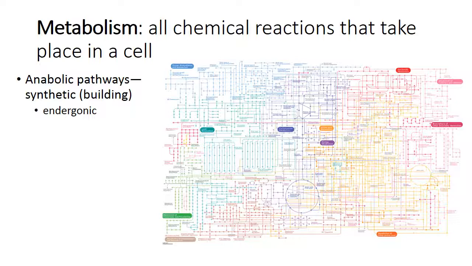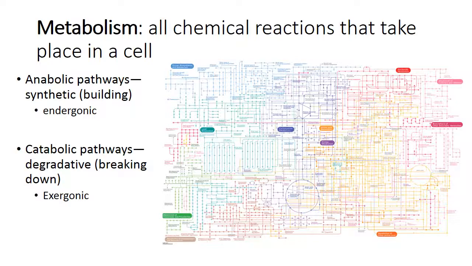Two different types of metabolism fall under that category. First, anabolic pathways. These are any of the pathways that are going to build something. They're going to make something out of subunits, out of smaller pieces. These reactions are endergonic, meaning that they actually require energy. You have to put energy in to be able to make something.